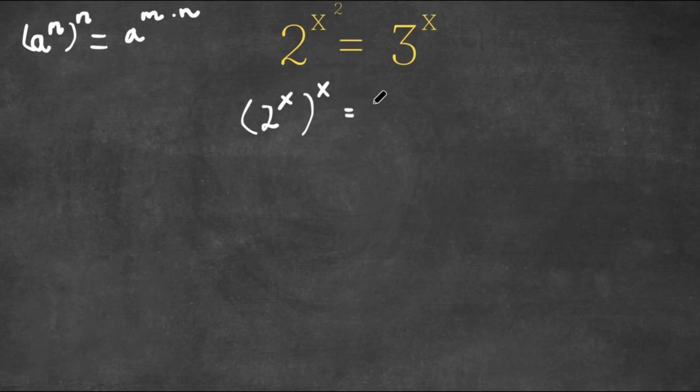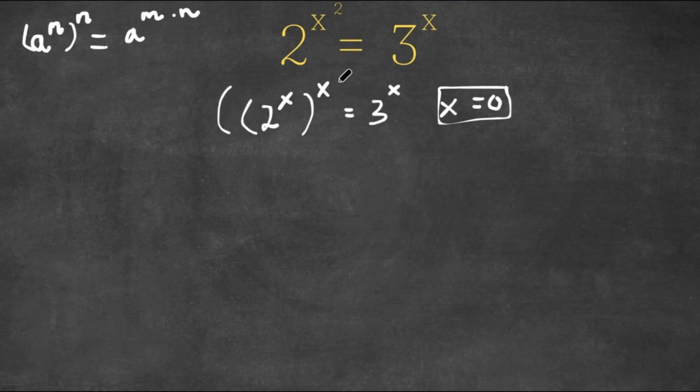Now this is equal to 3 to the power of x, and if you didn't already notice, an immediate solution is x equals 0. Because if we plug in 0 for x, both of these terms would equal 1, because anything to the power of 0 is 1. However, that is not the only solution.